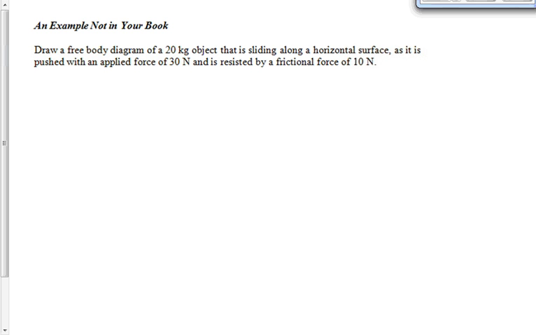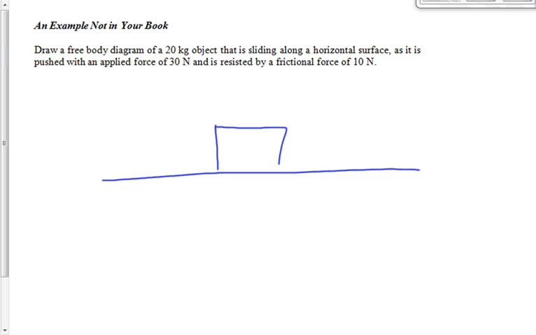You know what? I don't even know what object this is. Let's make it a box, just for simplicity. It's a 20-kilogram object. Notice I've labeled the mass of the object. I don't technically need to do that for my free body diagram, because a free body diagram isn't designed to show masses. It's a diagram that's designed to show forces.